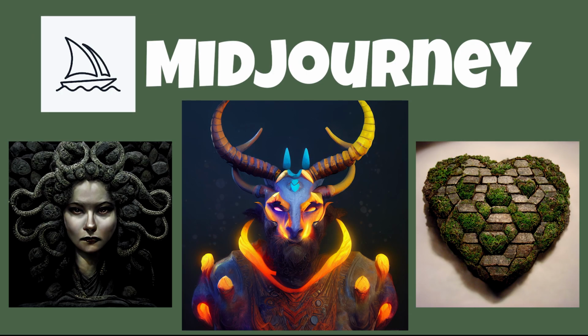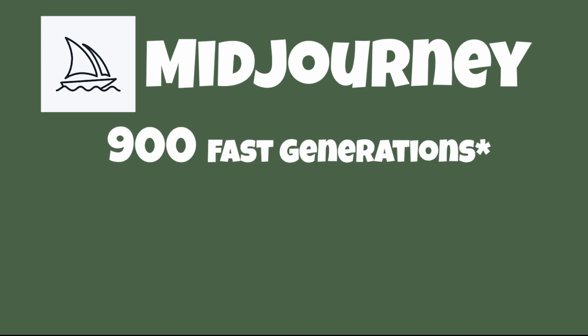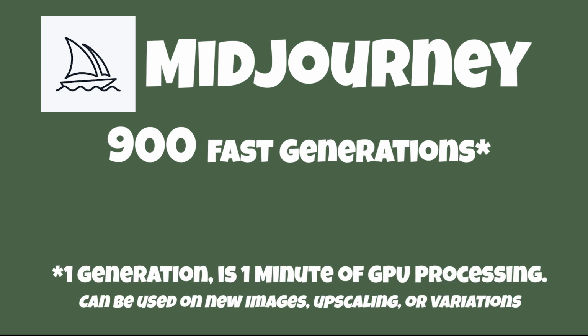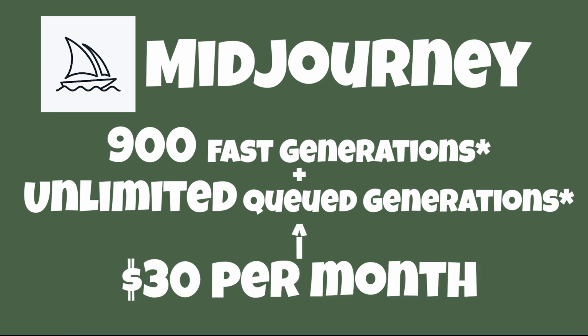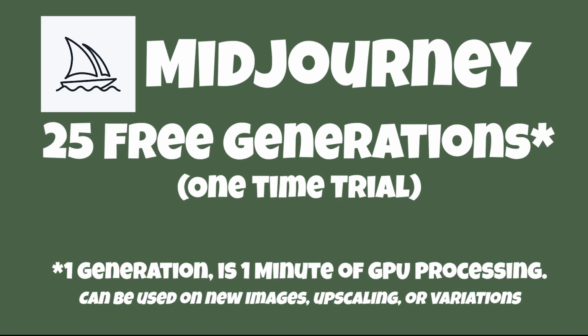MidJourney's pricing is not quite as simple since it runs on a subscription basis, but the best deal on average gets you 900 generation actions, that includes like upscaling, all in fast mode, and unlimited generations if you're willing to wait in a queue, and that's all for $30 a month. For free, MidJourney also gives you about 25 generation actions before they require you to sign up and pay for one of their plans.